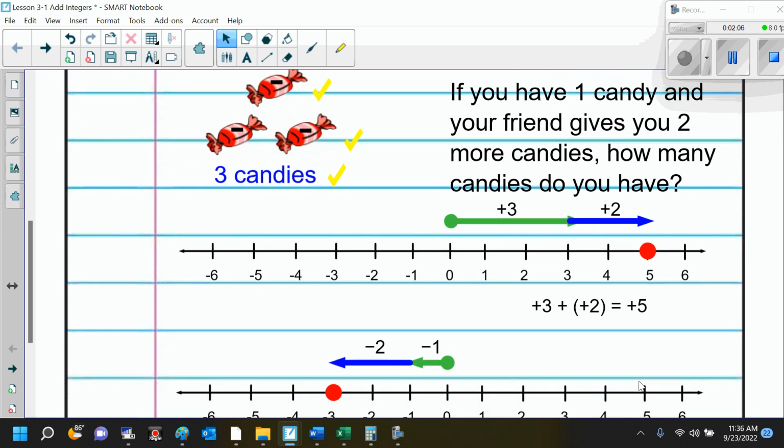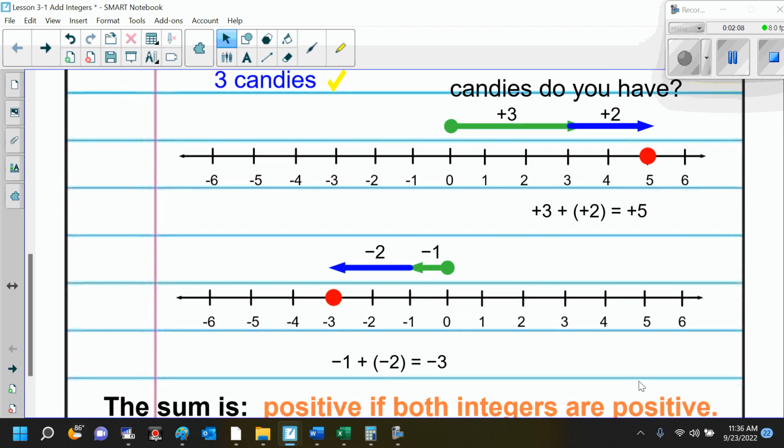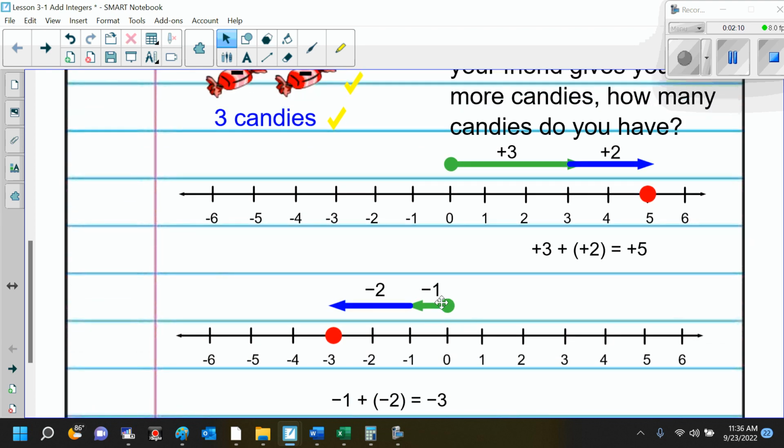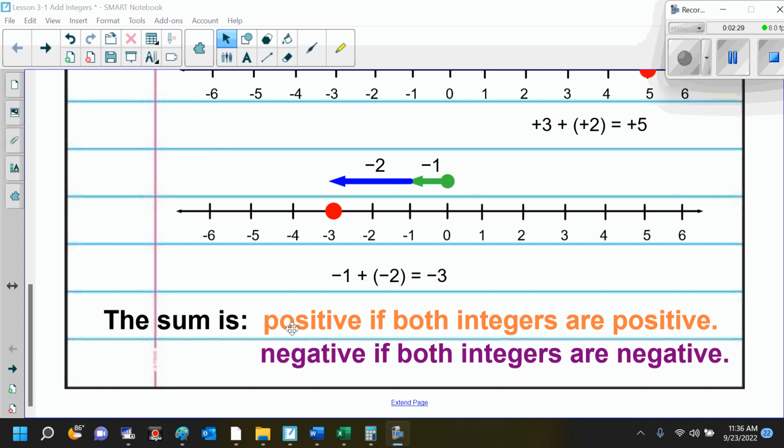Down here, with the negatives. If we have 1 negative, and we add 2 more negatives, we end up with 3 negatives, negative 3. So negative 1 plus negative 2 is equal to negative 3. So the sum is positive if both integers are positive, and the sum is negative if both integers that you are adding are negative.